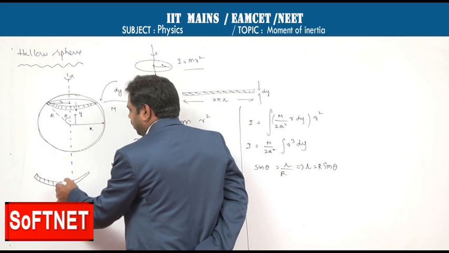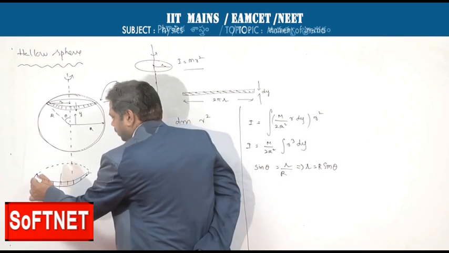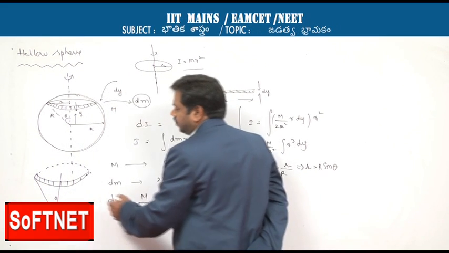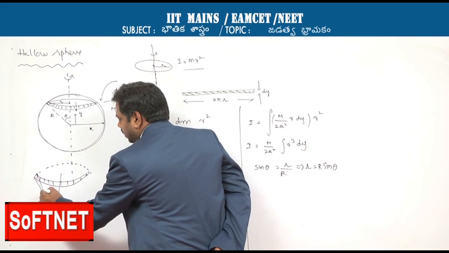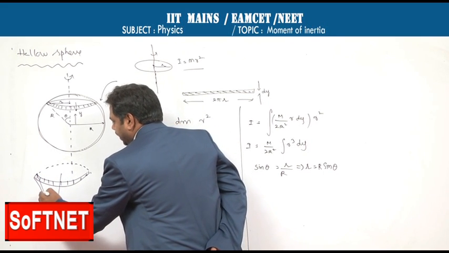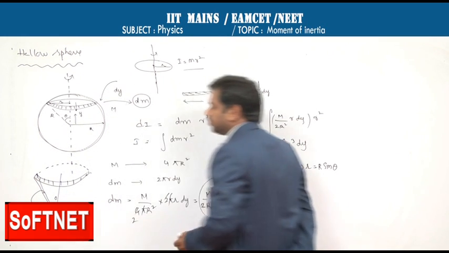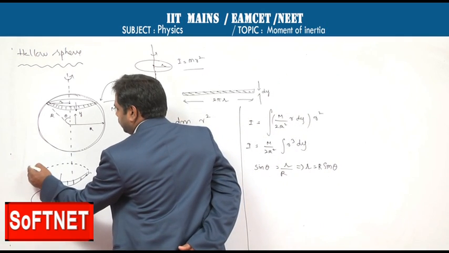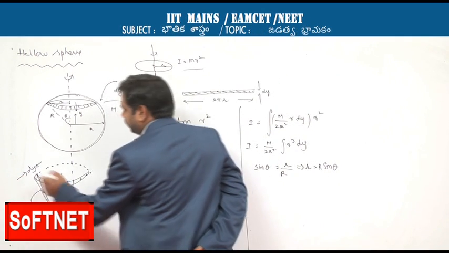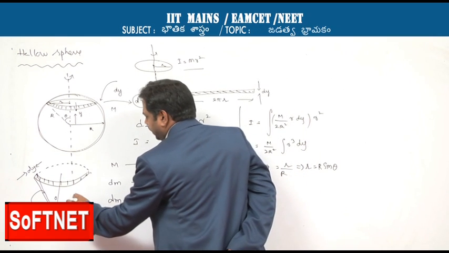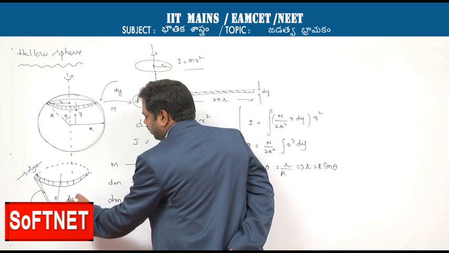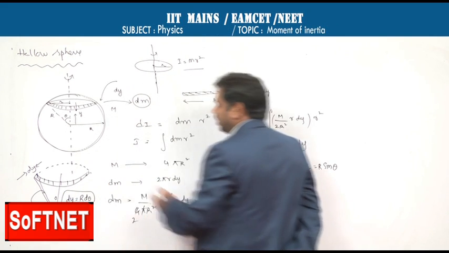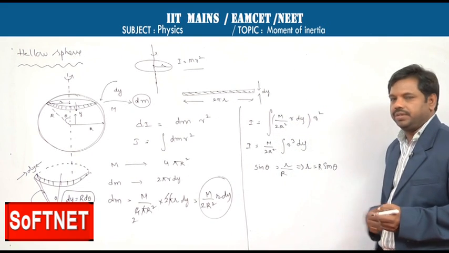This is the circular ring we assumed here. You see, this is already assumed as theta. Now the thickness is going to make an angle d theta at the center of the sphere. As the thickness is equal to dy, already you know that dy is equal to r into d theta. That we have to substitute in this equation.